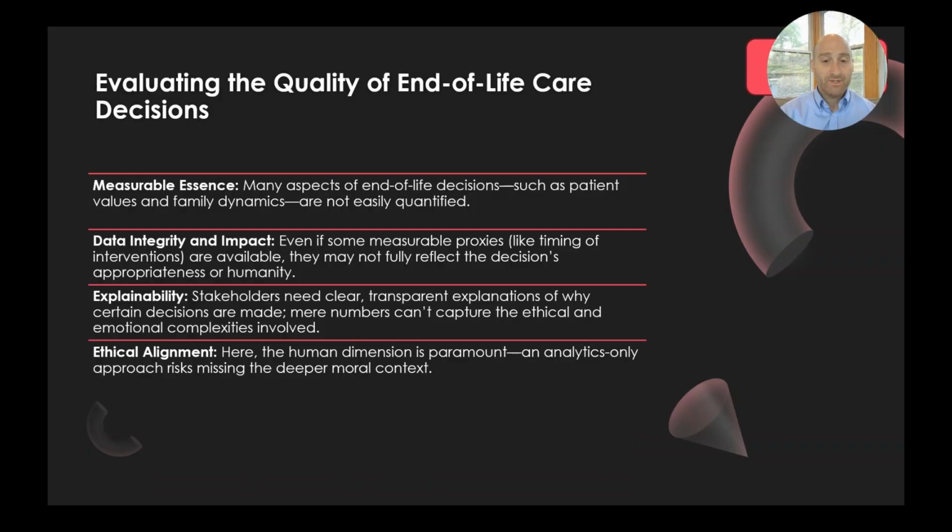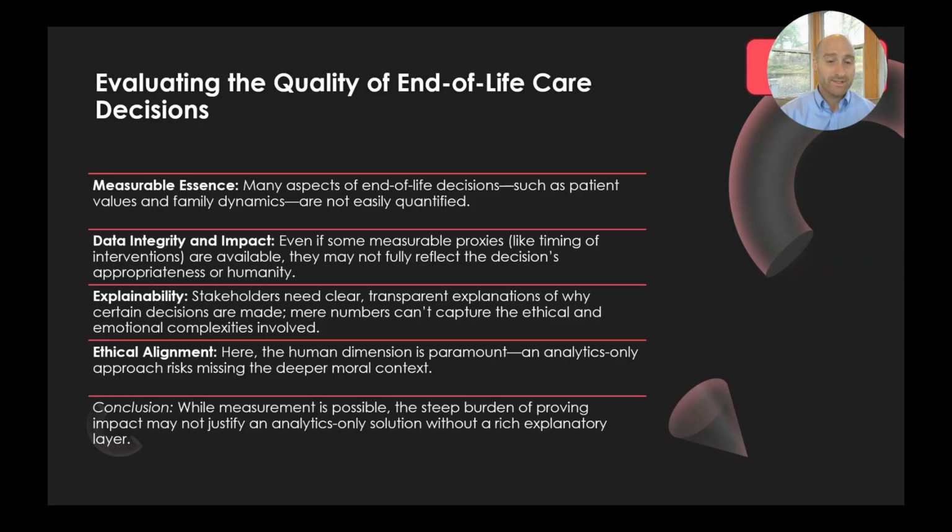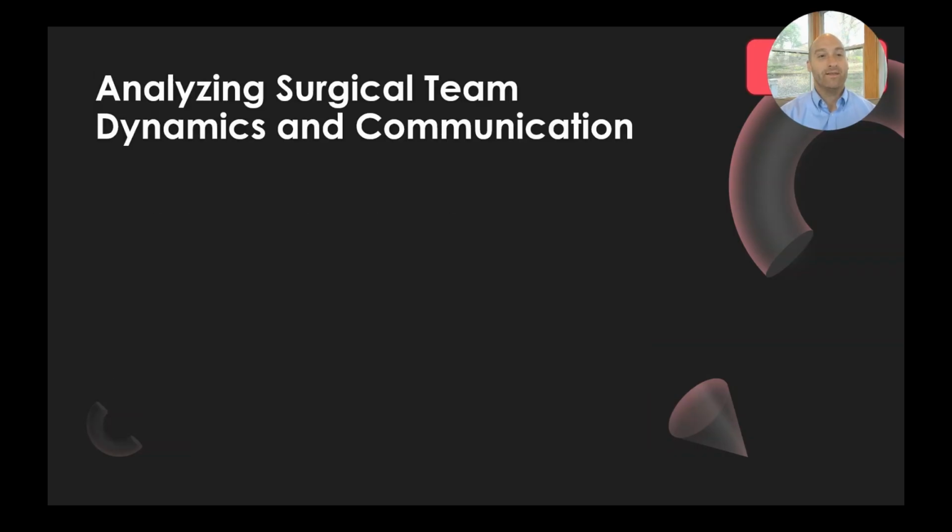So that human dimension is really paramount, right? Analytics can only gather and inform on so much. And so my conclusion is measurement is probably possible, but there's a steep burden of proving the impact may not justify analytics only, right? So I think the impact is very big. This quality of end-of-life care going well is very important, but it's not always through measurable means. That's what I'd share. This would be the type of feedback I'd have to give if someone's bringing a problem like this to me. Okay, let's look at this.